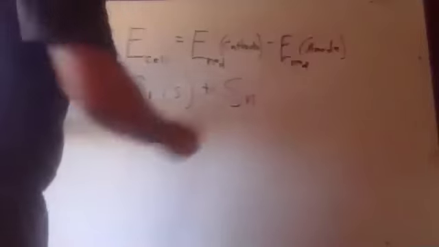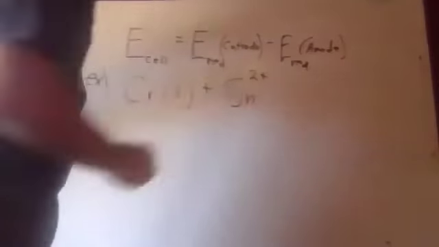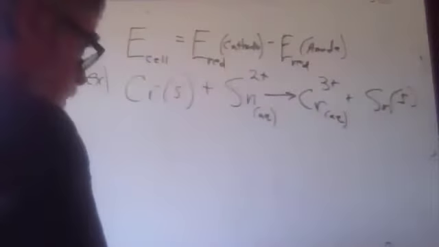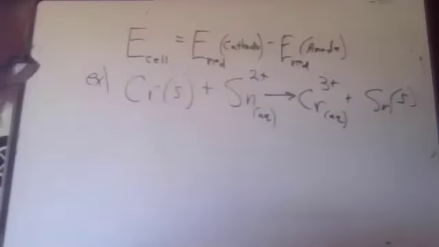And 2 plus. So I'm just going to write out the net ionic equation here. Chromium goes to chromium 3 plus, and these would be aqueous. And then we got tin, solid.